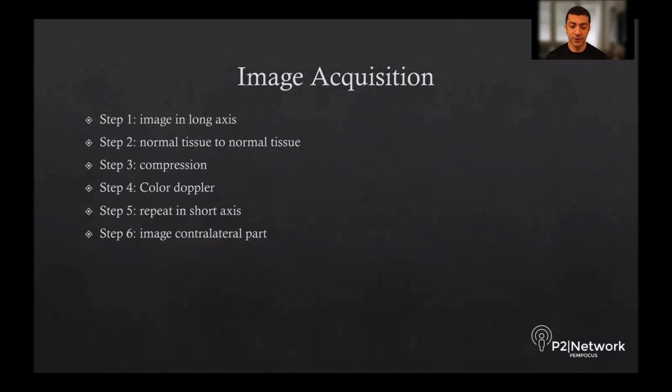In any structure that has more than one part in the body, like an arm or a leg or even the side of the face, scanning the other side is very helpful to know what normal looks like in this patient.